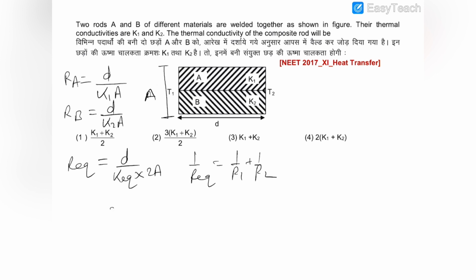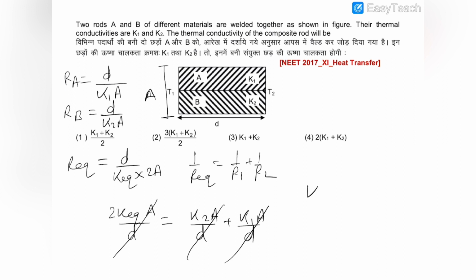So you can see that 2K equivalent into area upon d is equal to K2A by d plus K1A by d. So cancelling out A by d, we can write that K equivalent will be equal to (K1 plus K2) by 2.